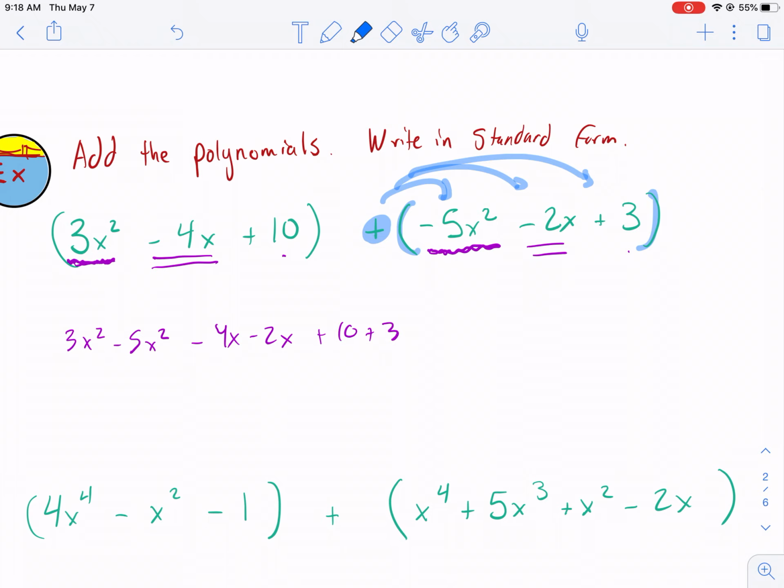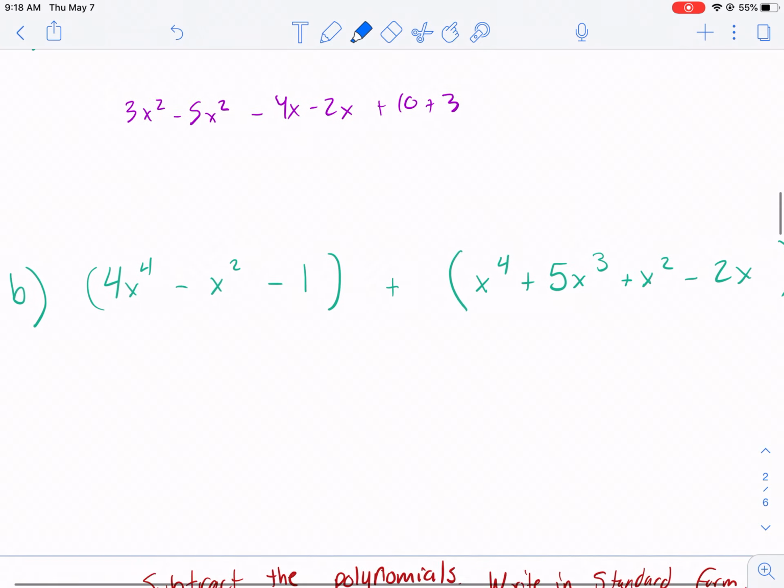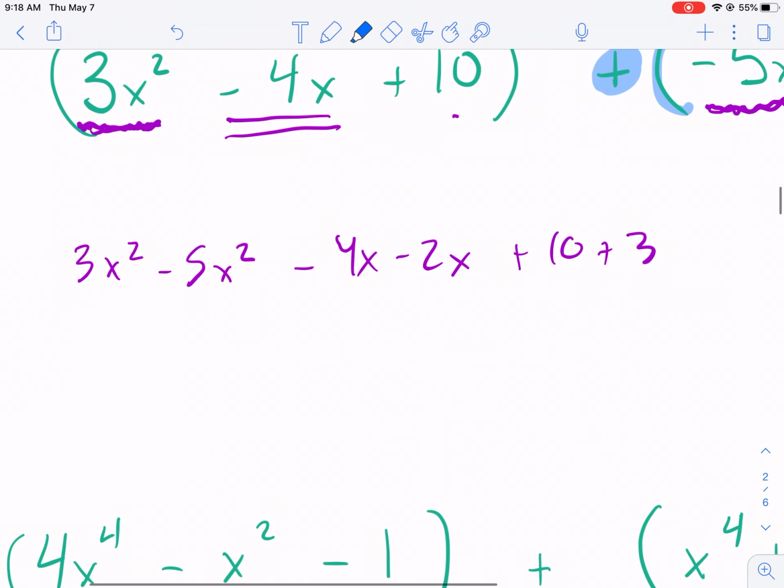I had negative 5x squared. I wrote it as negative 5x squared. I had negative 2x, and then positive 3, positive 3. Okay? It's only when we have a negative out in front that we need to worry about distributing the negative.